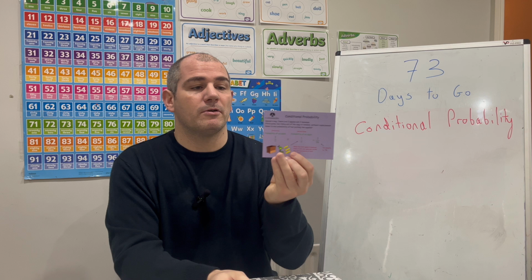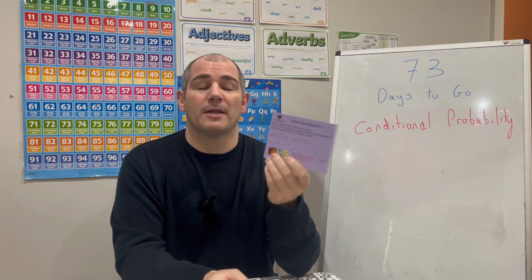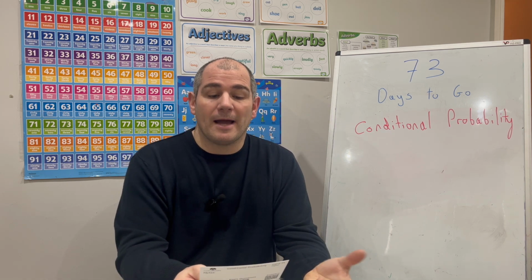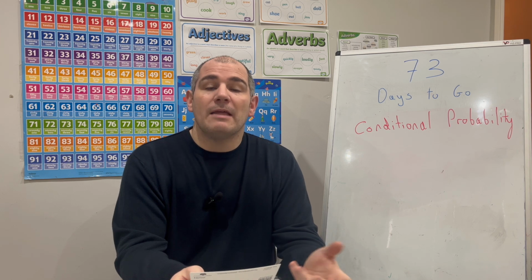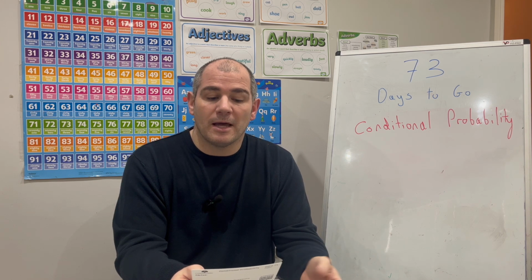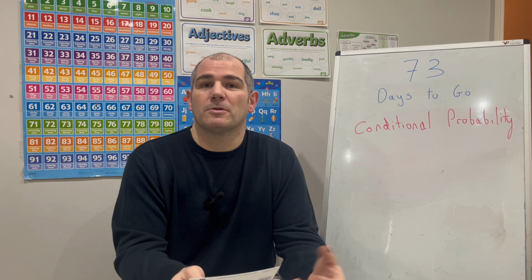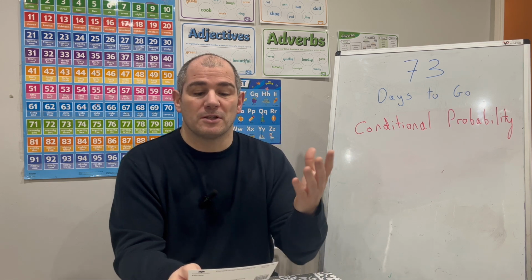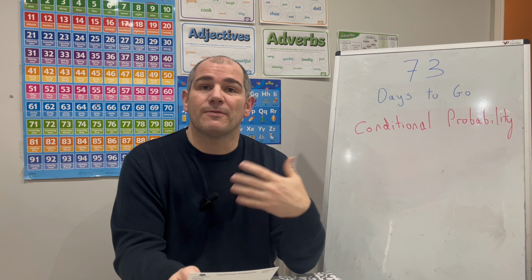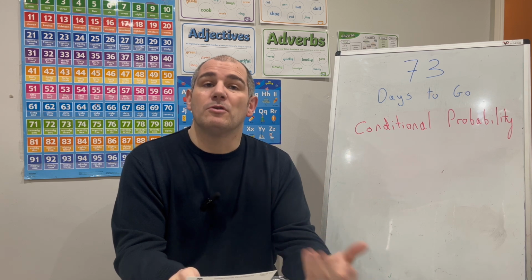So for instance, if you've got the revision cards, this is card number 71 on the higher set, and we've got inside a bag, there's 2 apples and 3 bananas. Olivia's picking 2 items out at random, and the question is, what's the probability of her picking 2 apples? And obviously, there's 5 items altogether to begin with, and 2 of them are apples.